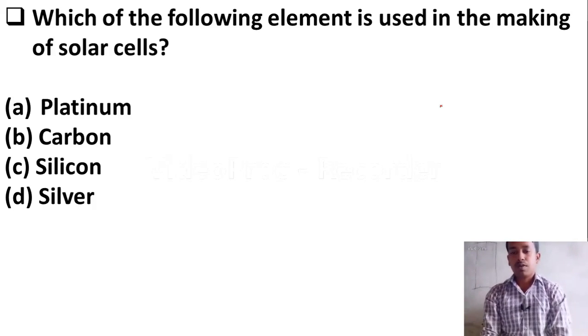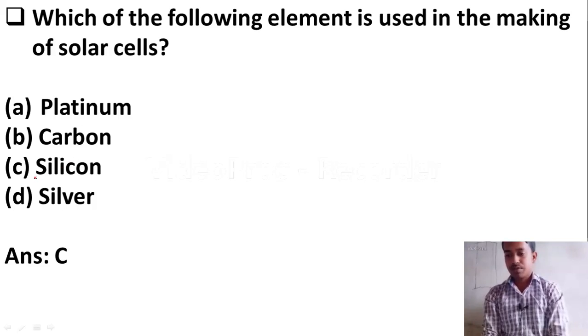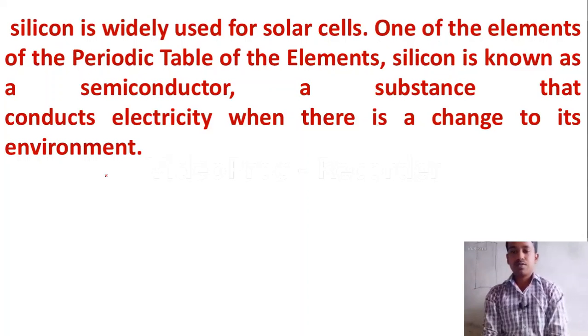Which of the following elements is used in the making of solar cells? Option A, platinum, option B, carbon, option C, silicon, option D, silver. Here the right answer is option C, silicon is the correct answer. Silicon is widely used for solar cells. Please remember, it is one of the elements of the periodic table. Silicon is also known as a semiconductor. It is a substance that conducts electricity when there is a change to its environment.